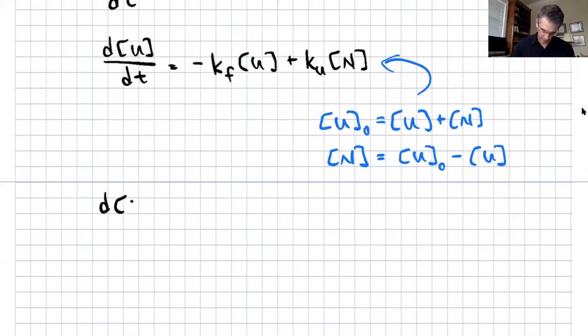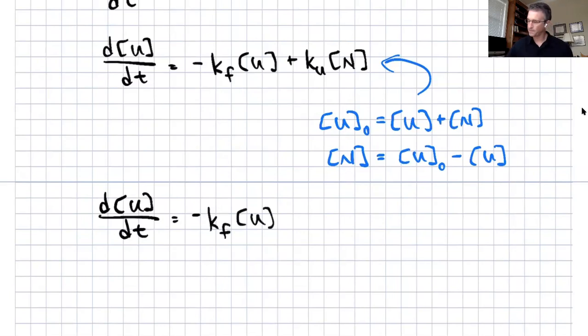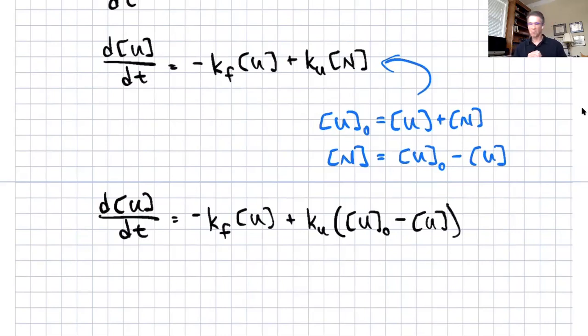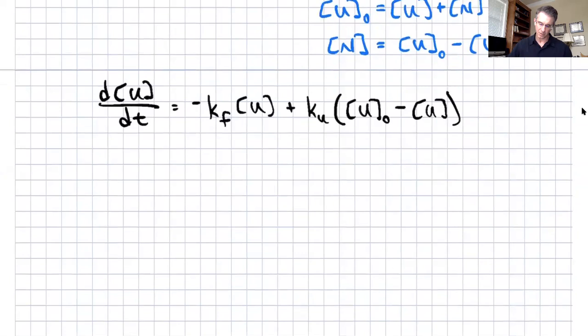Which would be dU/dt is equal to minus Kf, concentration of U, plus Ku times the concentration we started with minus the concentration of U at any given time, right? Well, that's cool. That's not so bad.